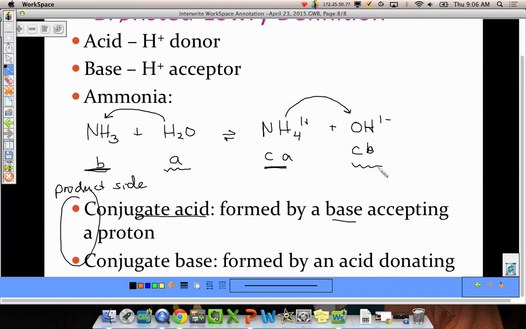Is that only going to happen in equilibrium? It will, yep. And all of these will be behaving in equilibrium. So in solution, if I put an acid or a base in, there's always going to be this equilibrium happening. Good question. What other questions before we move on?